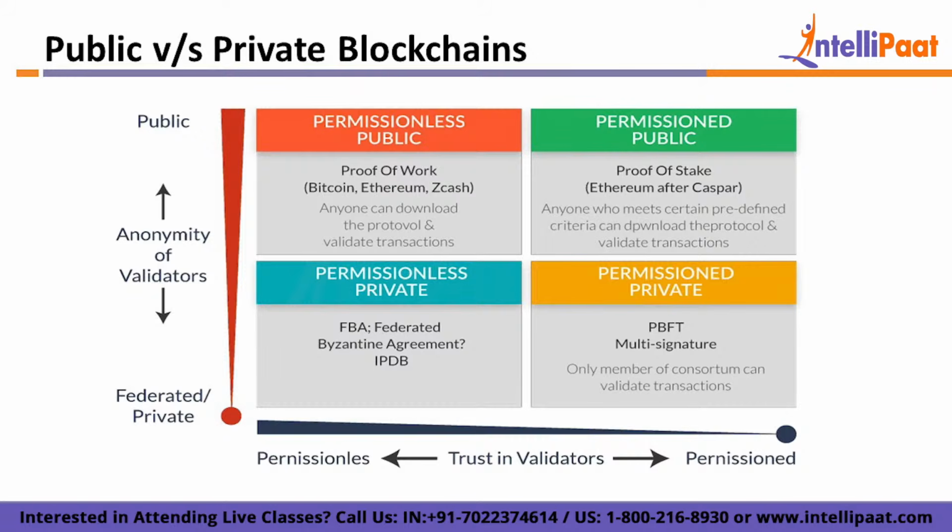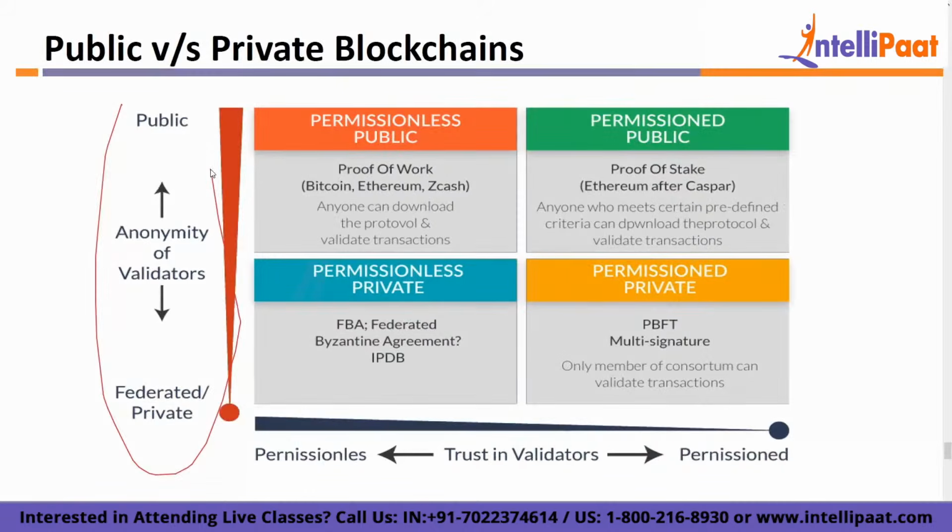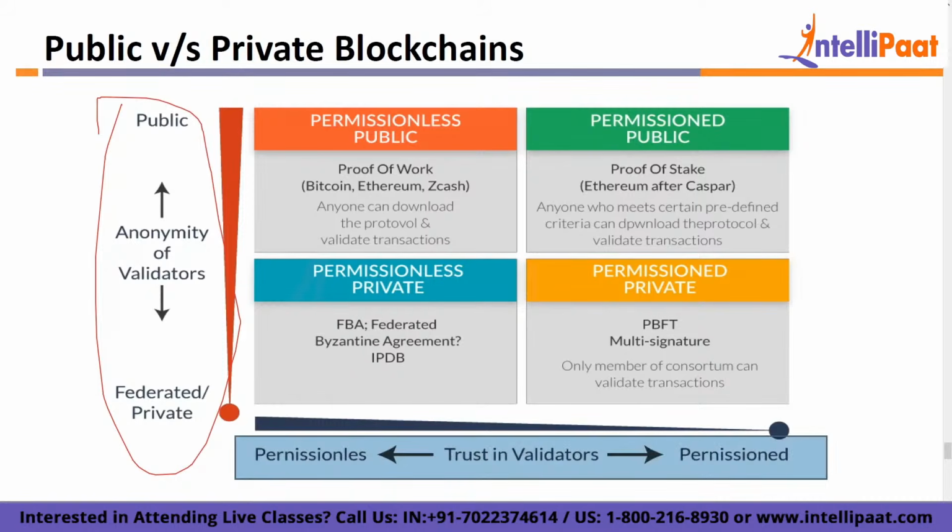Then comes the most secure blockchain, that is permissioned private blockchain. This is private to an organization or consortium, and has different permissions according to which all actors interact within the blockchain network. PBA and IPDB are examples of permissionless private blockchain networks, and PBFT and multi-signature are examples of permissioned private blockchain networks. So if we see in this diagram, from public to private the entities decrease from top to bottom, and if we talk about permission, then it goes from permissioned to permissionless blockchains. Until then, see you soon.